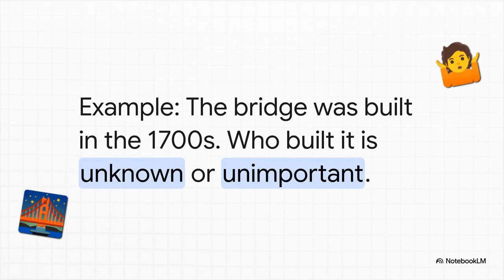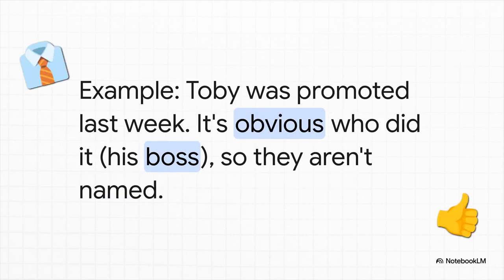Okay, check out this perfect example. The bridge was built in the 1700s. Who built it? I have no idea. You have no idea. And for the story we're telling, it just doesn't matter. The real focus here is the bridge and when it was built. The passive voice is the perfect tool for that. Or how about this one? Toby was promoted last week. Do we really need to say, Toby's boss promoted him last week? No, of course not. It's totally obvious who did it. The passive voice respects our intelligence here by cutting out the fluff.